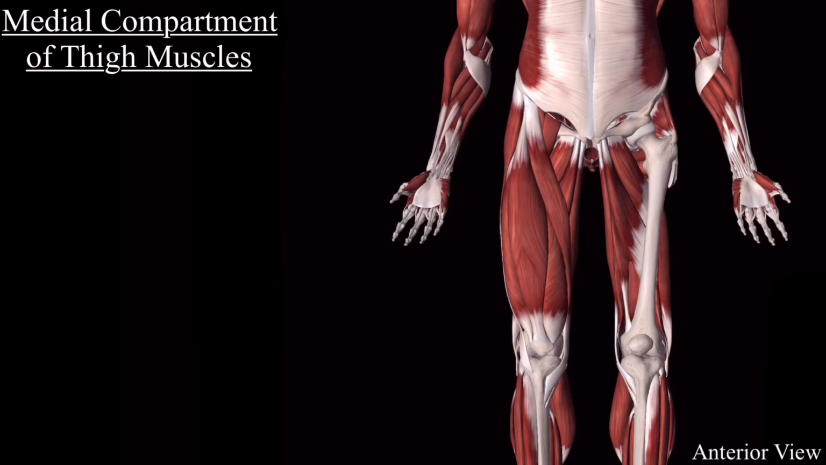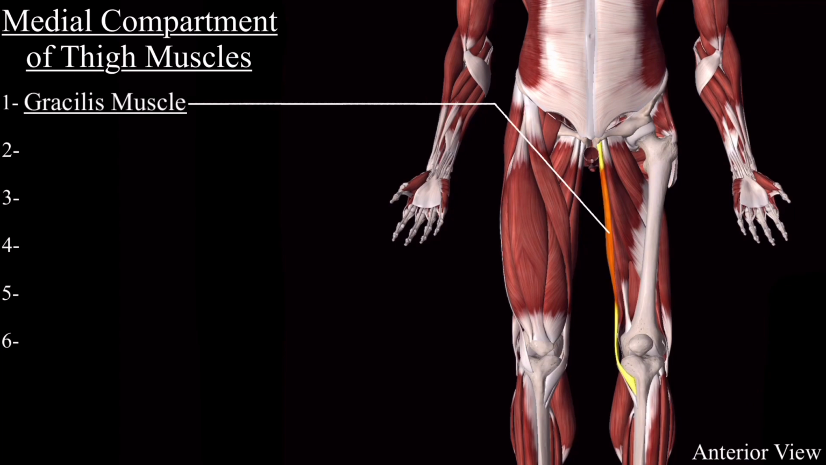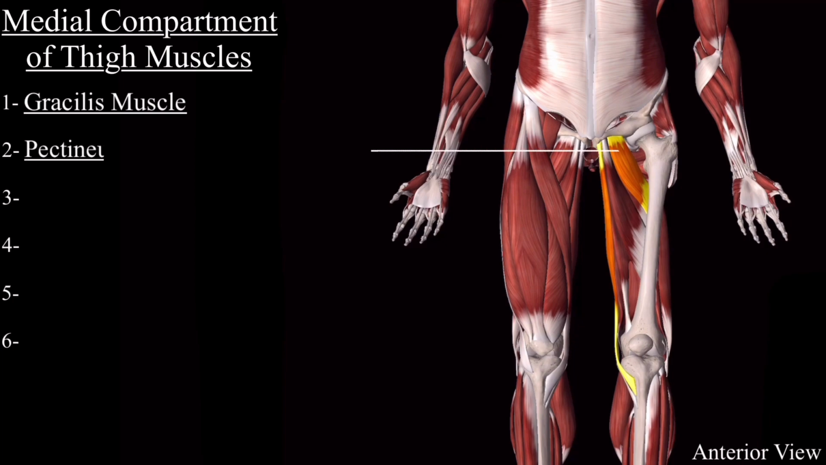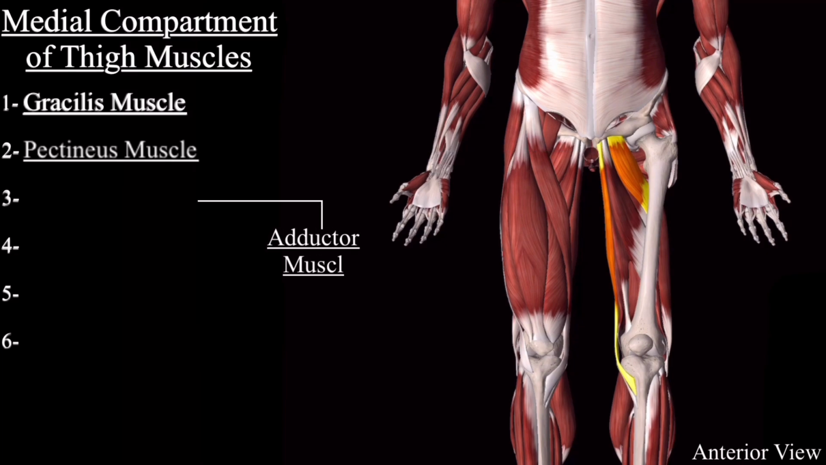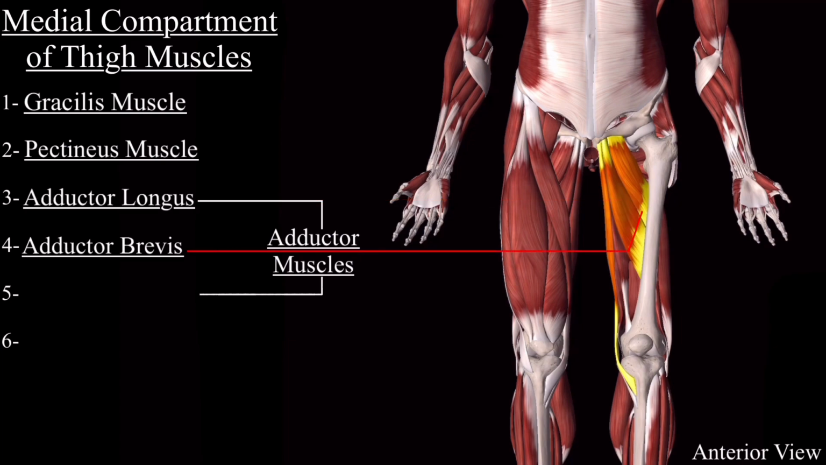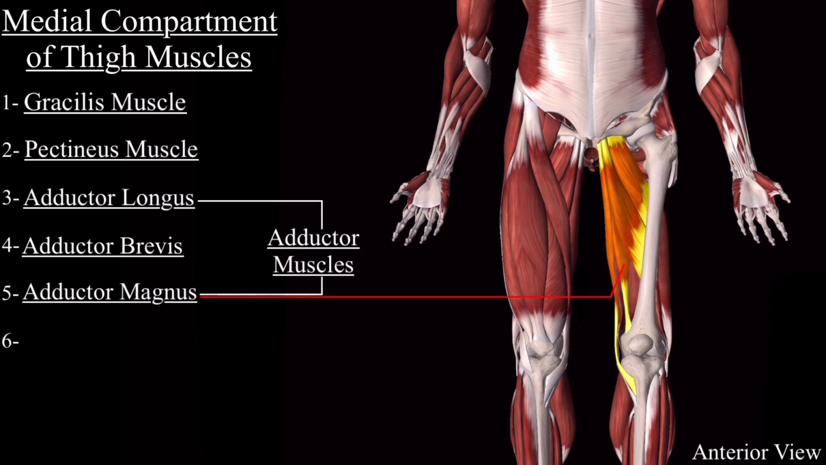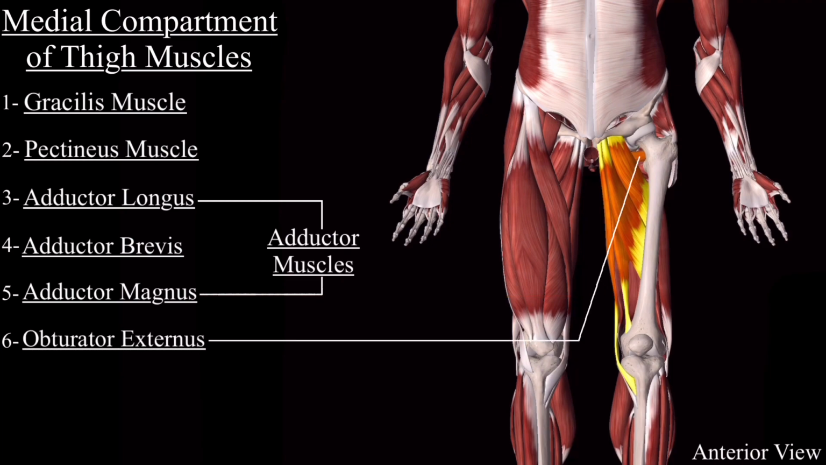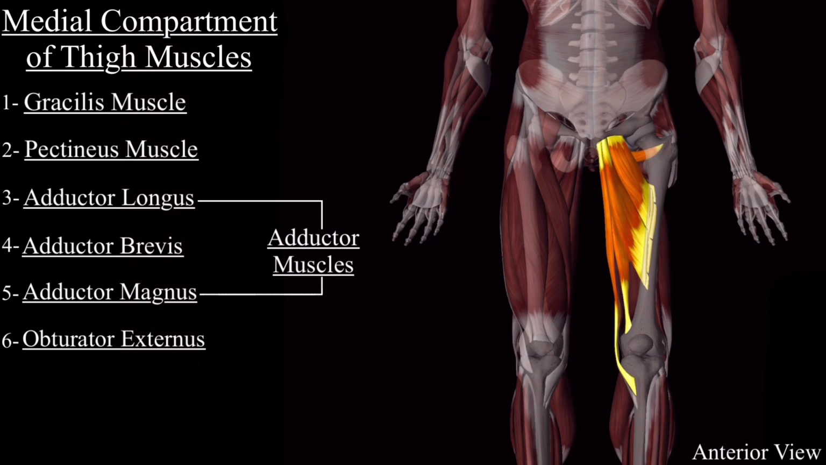The medial compartment of the thigh contains 6 muscles. Number 1, gracilis muscle. Number 2, pectineus muscle. And the 3 adductor muscles: adductor longus muscle, adductor brevis muscle, and adductor magnus muscle. And the 6th muscle of the medial compartment is obturator externus muscle. These are the 6 muscles in the medial compartment of the thigh.